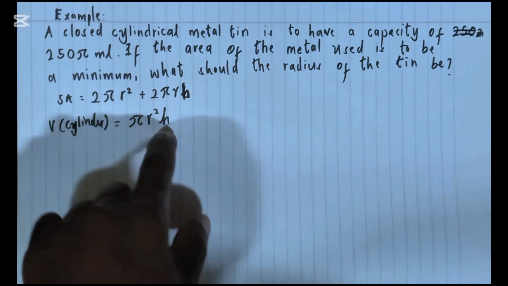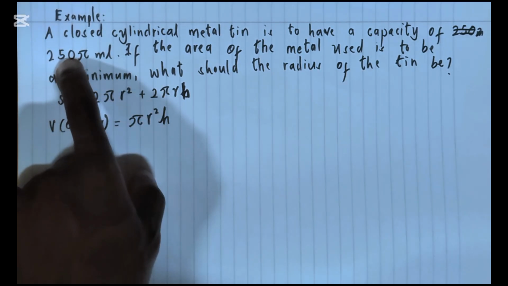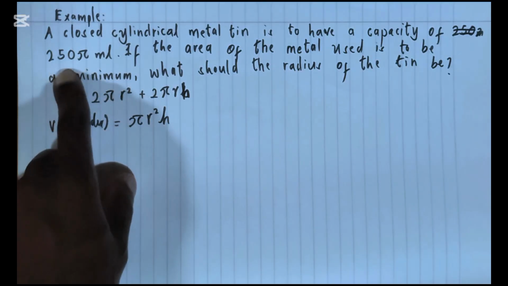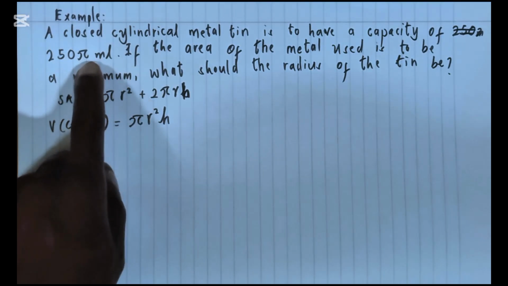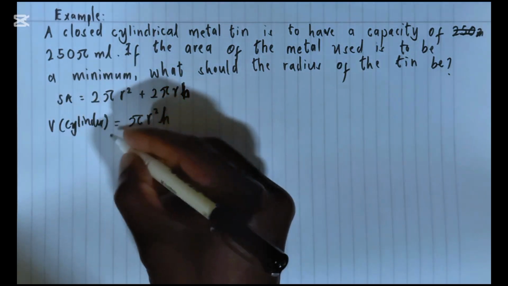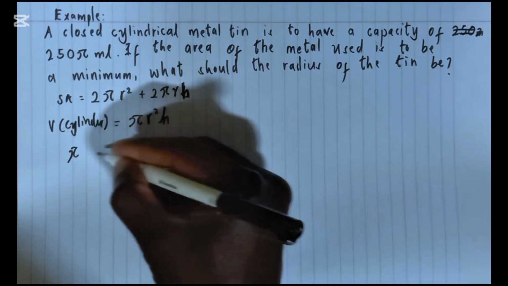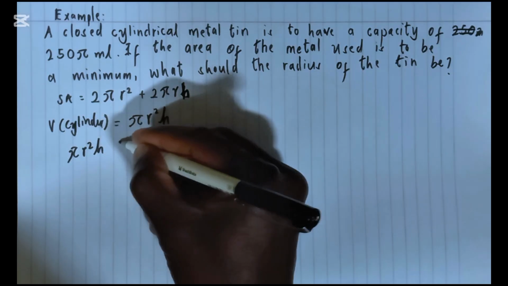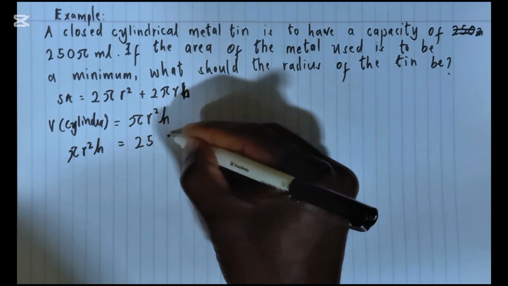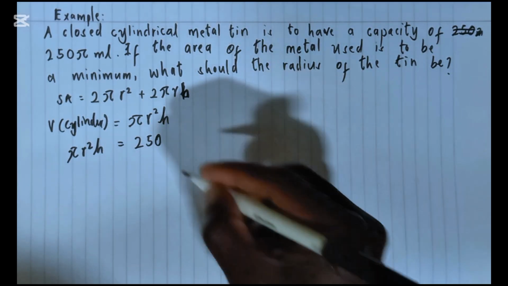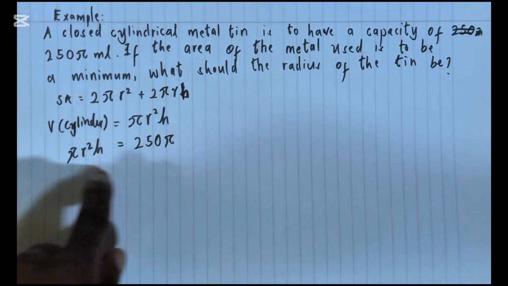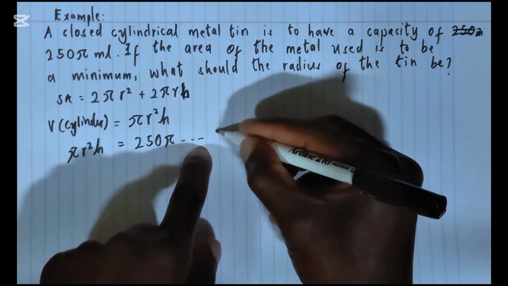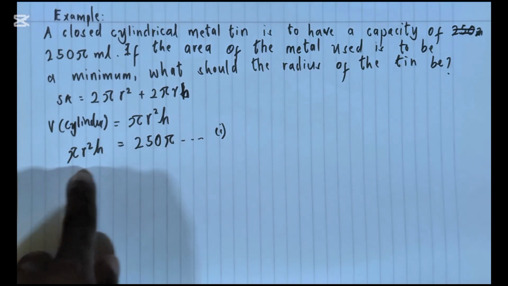And in this particular case, we have been given the capacity already, which is also the same as the volume of this cylinder, and we've been told that it's equal to 250 pi milliliters. So basically, we are going to equate our formula, that is pi r squared h, to 250 pi. All right, and so what we are looking to do is write this expression as the subject of h.